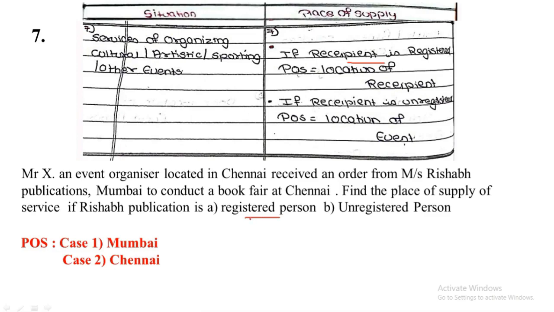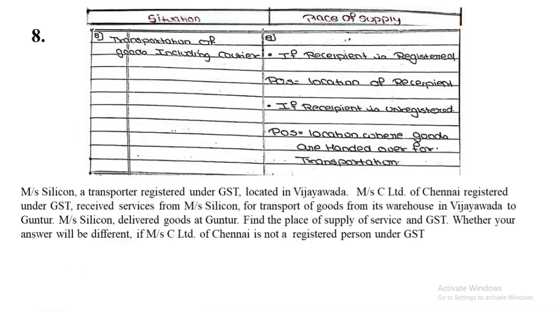Now we have the last two situations. Situation number 8, transportation of goods including courier. If the goods are being transported, and if the recipient is registered, his location will be considered, and if he is not registered, then the location where the goods are handed over for transportation will be considered. Okay, so Silicon, a transporter registered under GST, located in Vijayawada.